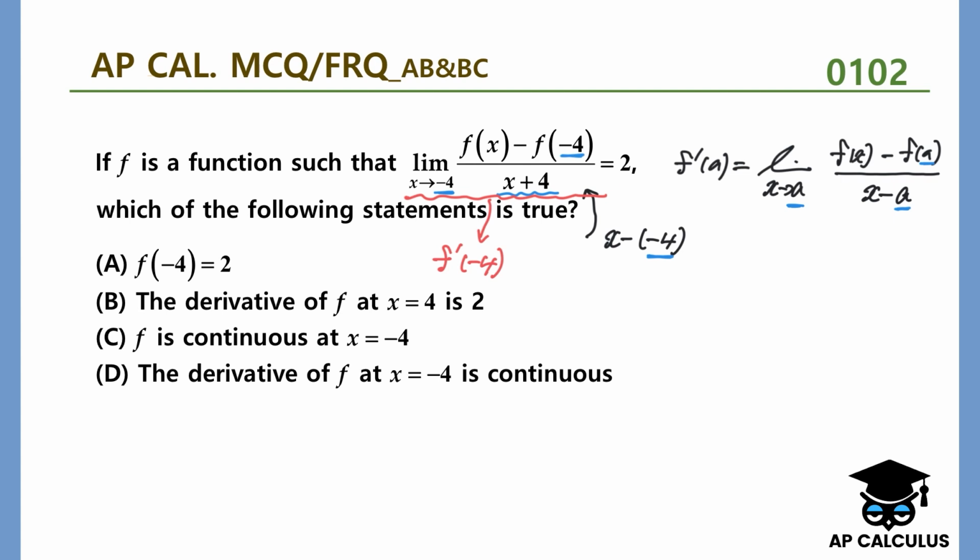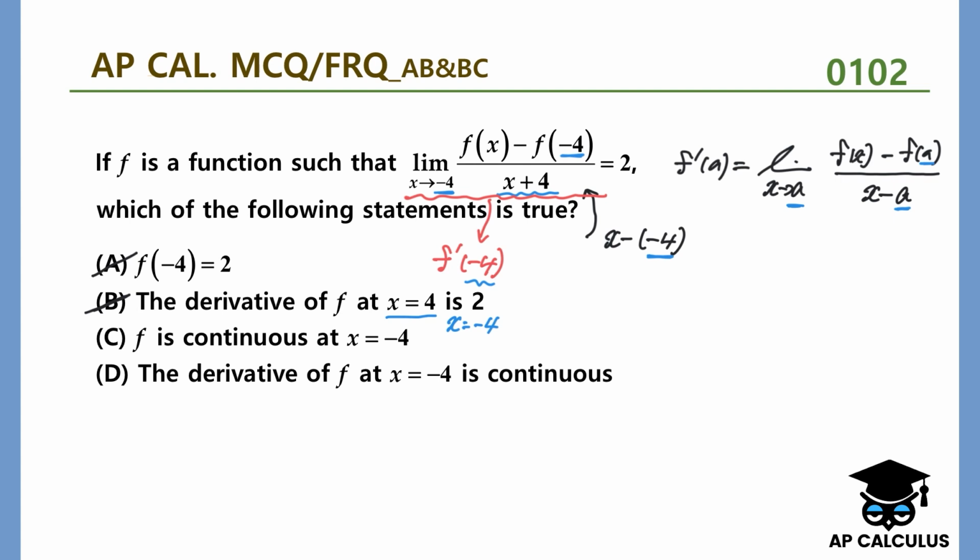Now let's look at the answer choices. A, f of negative 4 is equal to 2. We know that the slope is equal to 2, not the function value, right? We don't know if the function value at x equal negative 4 is equal to 2. So that's not true. Answer choice B, the derivative of f at x equal 4 is equal to 2. That's not true, right? The derivative of f at x equal negative 4 is equal to 2, not at 4. So that's not true.